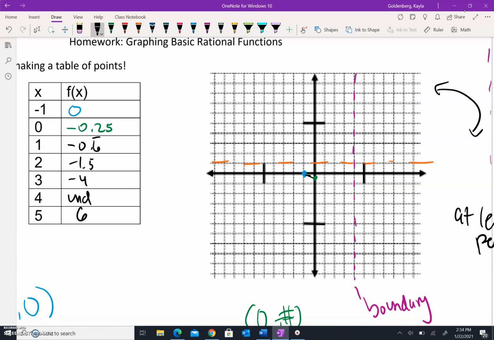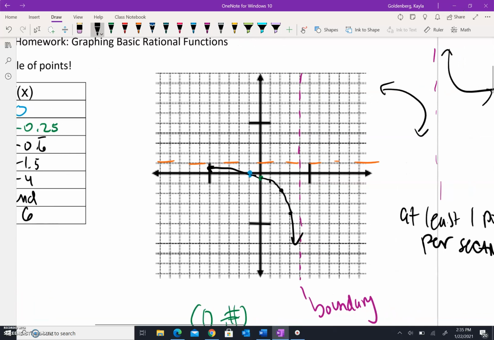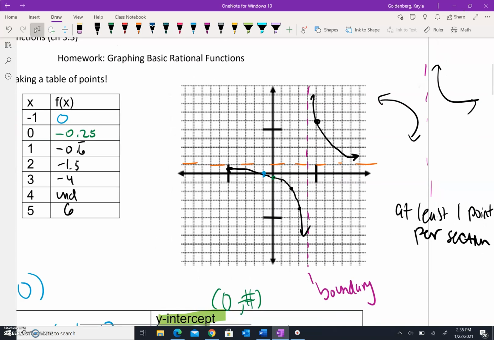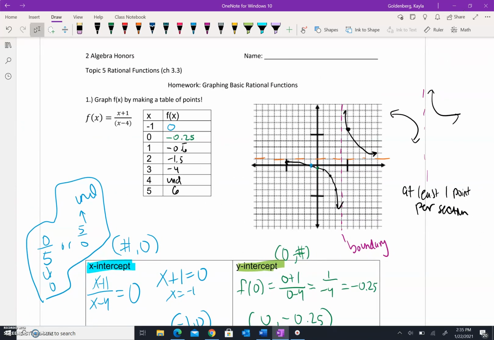So it looks like negative 0.6, negative 1.5. I'm just going to get these points. 3 is negative 4. And then I'm just going to connect them, right? Go up along the asymptote, approaching it, kind of hugging it. And then I also have the point 5, 6, right? Which is great because I need to have at least 1 point on each side, and then I'm going to kind of curve up. And generally we have that pattern of curving down along the asymptote. So that's how I do a typical graph.